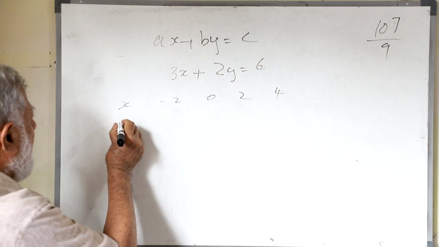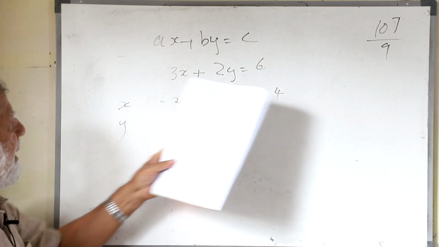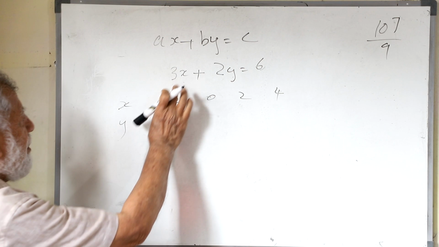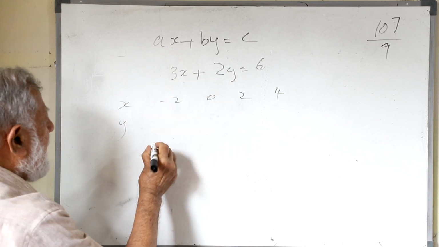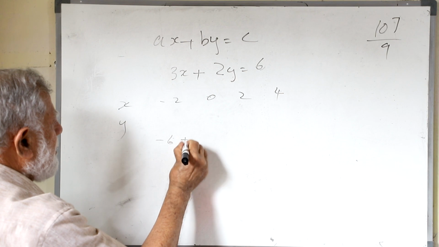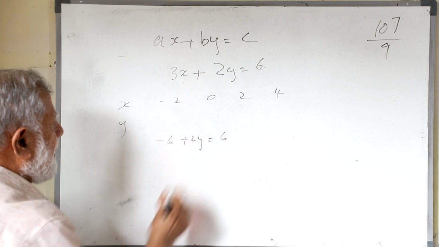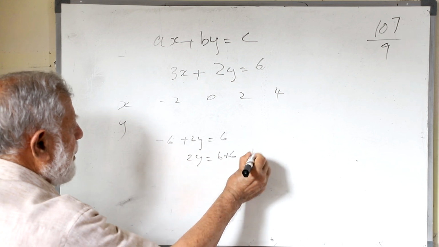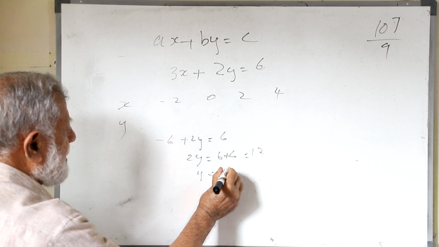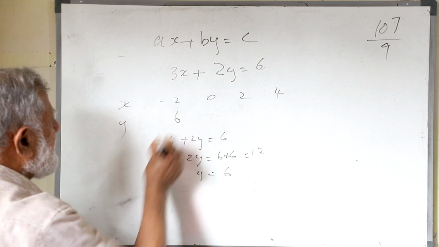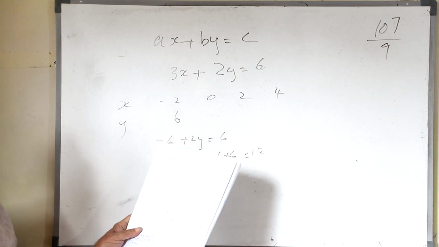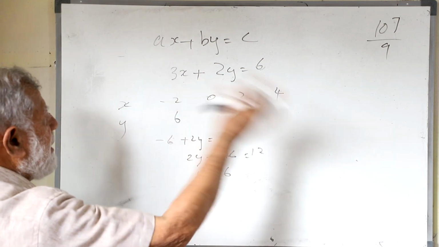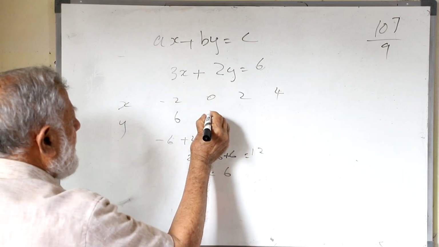Now how to find the value of y? In this particular equation we can't find the value immediately, we have to write it down. So when x equals minus 2, 3x will be equal to minus 6, plus 2y equals 6. So 2y is equal to 6 plus 6, that is 12, y is equal to 6. So the value of y is 6 here. You have to write down and calculate like this. Then when x equals 0, 3x becomes 0. Then 2y equals 6, y equals 3.